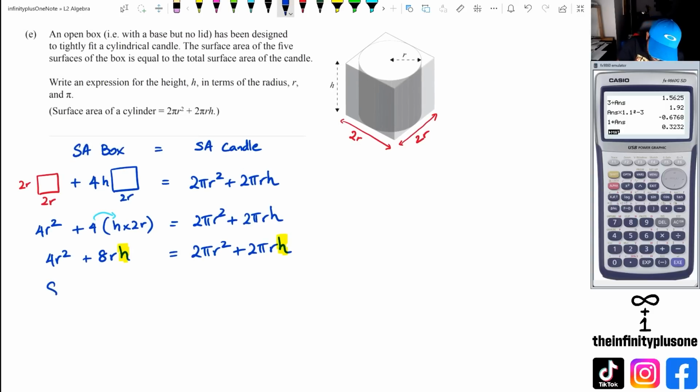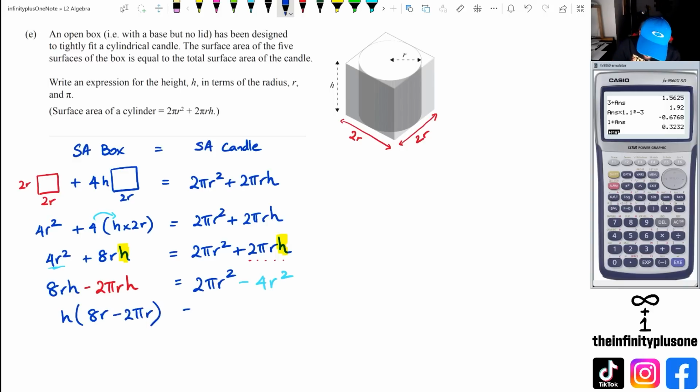So to do that, we're going to write down 8rh, and I'm going to bring this fella here first, which is 2 pi rh, is equal to 2 pi r squared, and then I'm going to bring the 4r squared to the other side, which becomes minus 4r squared. Next step is taking the h as a common factor, so I'm going to get h times 8r minus 2 pi r is equal to 2 pi r squared.